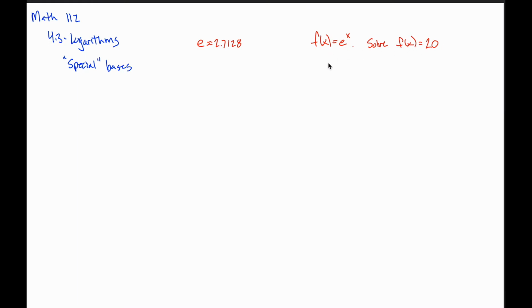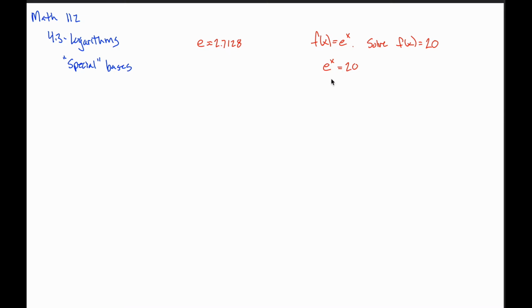Well, what I'm trying to figure out here is when is the output of this function, e to the x power, equal to 20? I want to solve this equation for x. But how do I solve this equation for x? How do I get this x all by itself? Well, a few chapters ago, you'd be like, I have no idea. I don't know what power you raise e up to make it equal to 20.